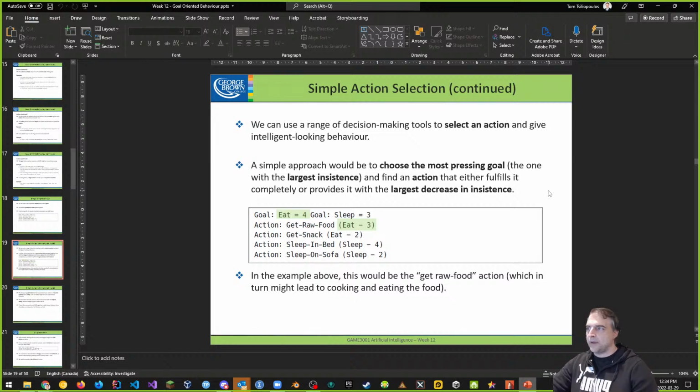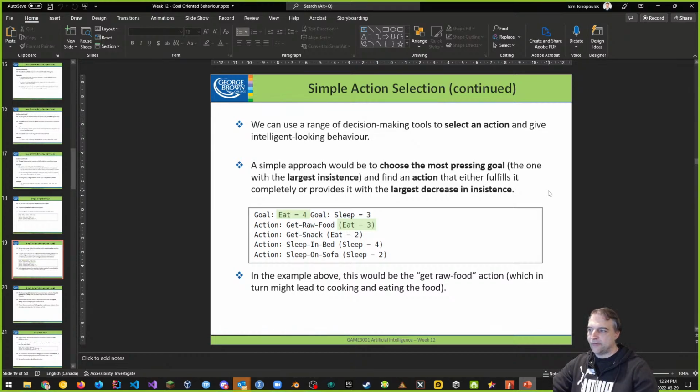Okay, so we're thinking about simple action selection now. So we're just selecting an action to give some kind of intelligent looking behavior. That's what we want, right? And a simple approach would be just to choose the most pressing goal, the one with the largest insistence, and find an action that either fulfills it completely or provides it with the largest decrease in insistence.